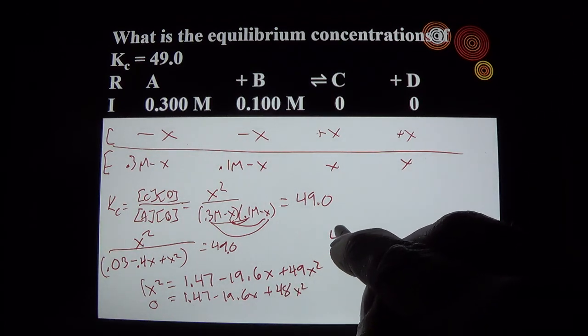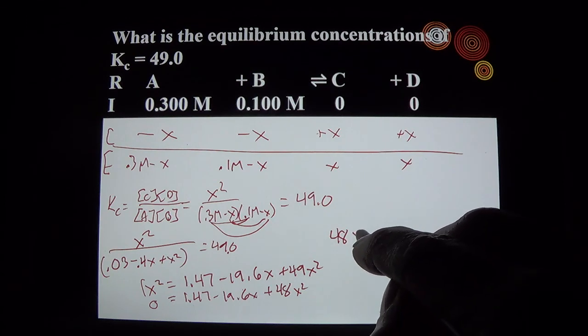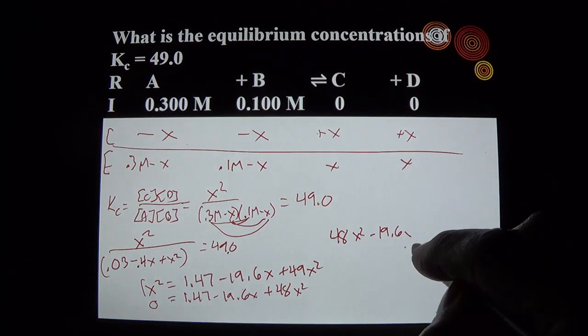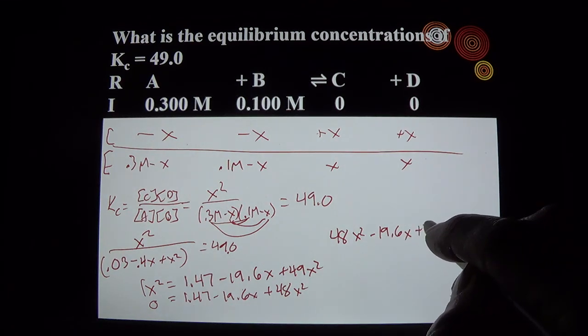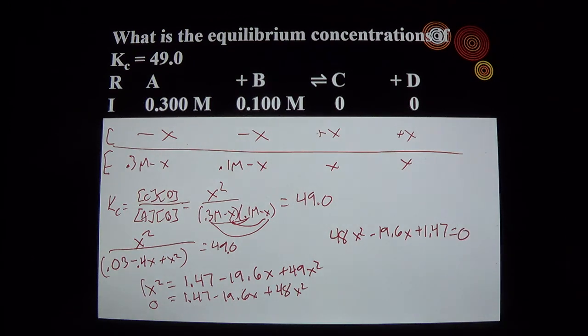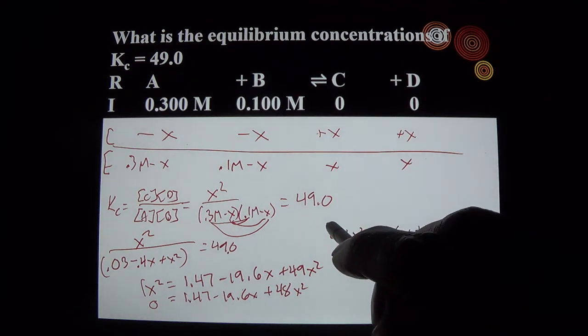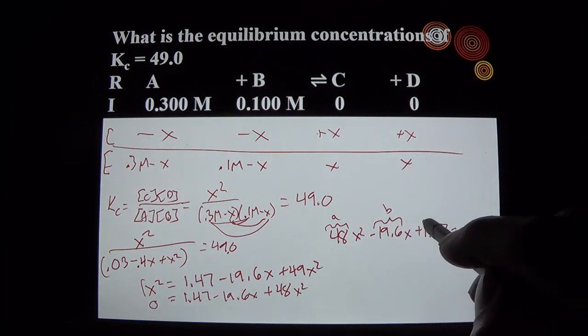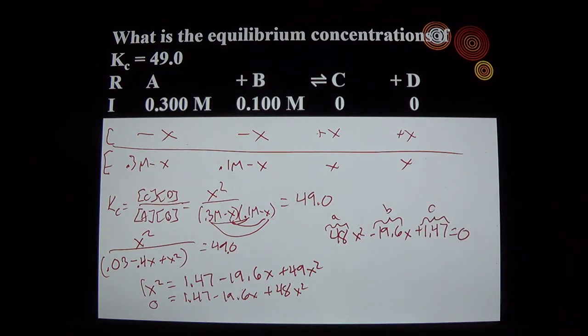Rewriting it. That's all I'm doing. 48x squared minus 19.6x plus 1.47 equals 0. Hopefully that's in quadratic equation form that you recognize, because here's my a term, here's my b term, and here's my c term.